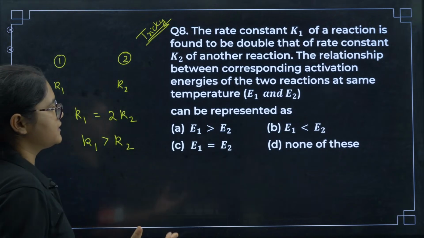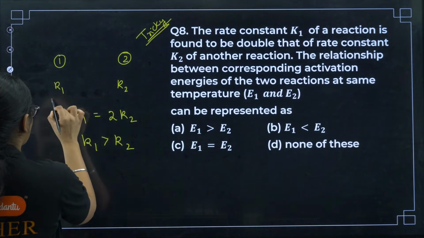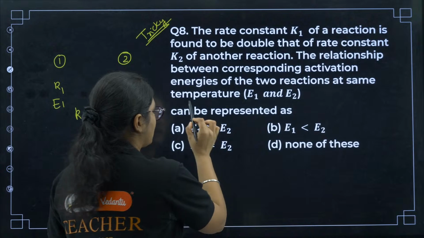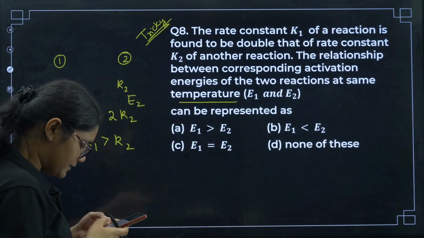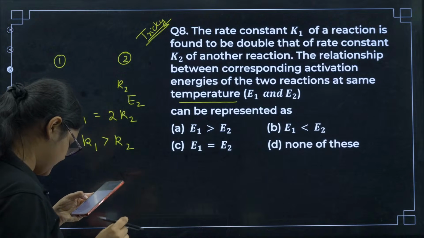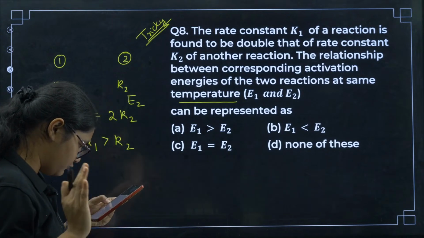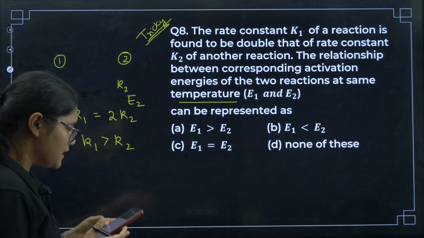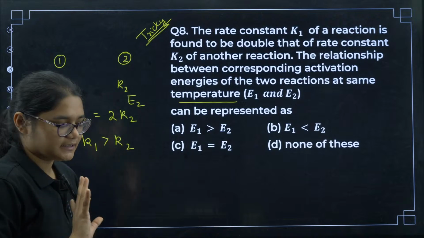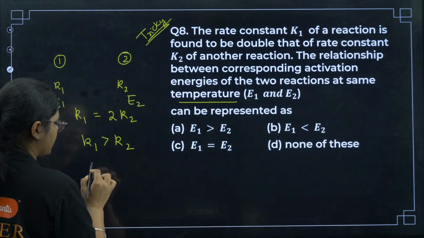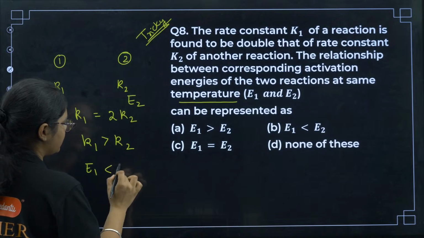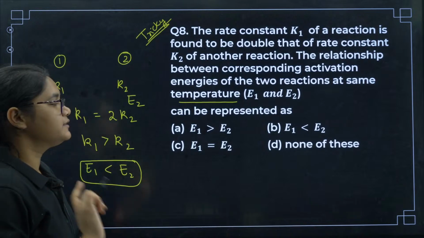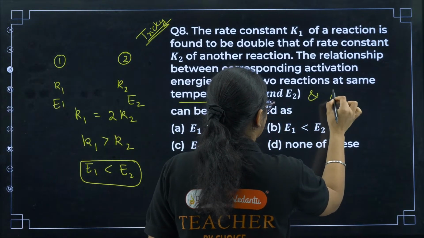Now they are asking what is the relation between the activation energy here, provided the temperature is same. Let me see who is answering this question correctly. Yes, I knew many of you would make this mistake. According to what we have discussed, if K1 is greater, that means E1 should be less than E2. This should be the answer, but the condition should be that temperature and A should be same.